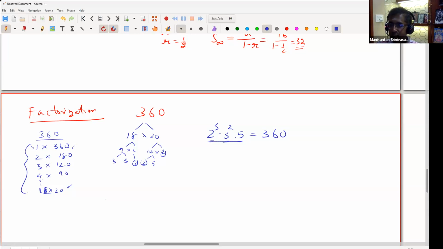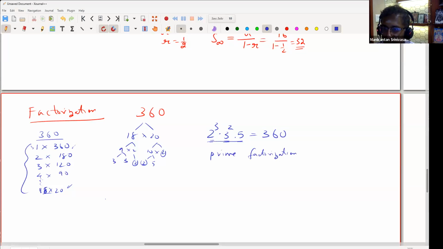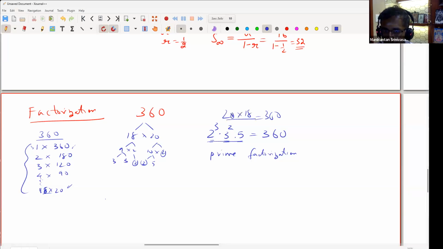Because that's something we always want to do. If we take any number, we write it out as a product of powers of prime numbers. That's called prime factorization. So prime factorization is not just writing it out as a product of any 2 factors, but a product of powers of prime numbers. For example, 360 is also 20 into 18, but that's not a prime factorization. I have to break it down to the lowest leaf. The leaves are nothing but prime numbers.